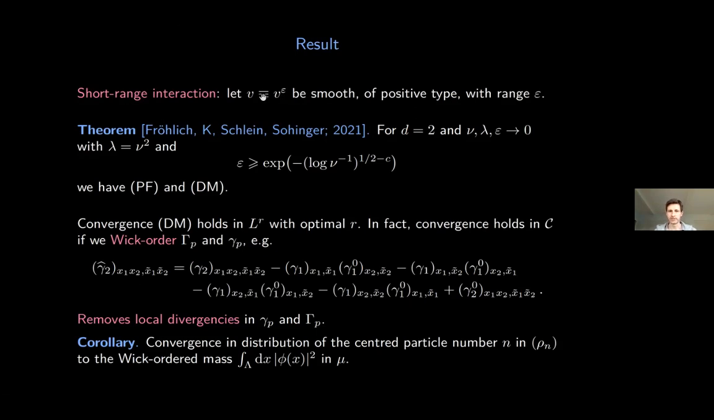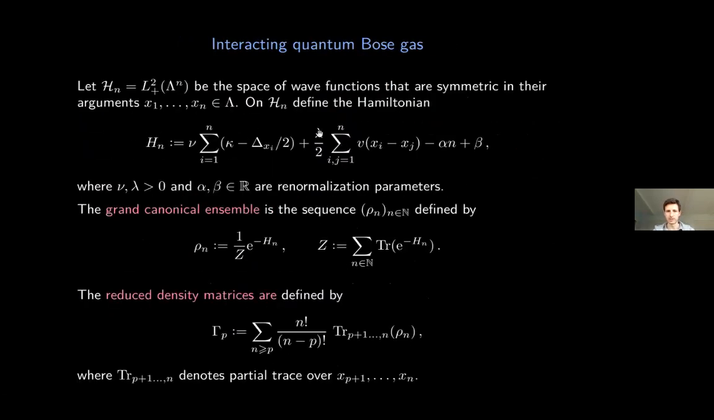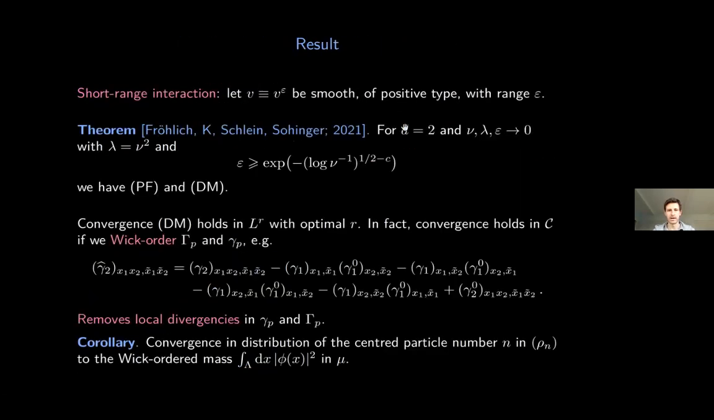And the range of this thing is epsilon. So you scale your potential in such a way that the range is of order epsilon. We will send epsilon to 0. And then the theorem that we proved this year is that in 2 dimensions, if you send all of these parameters to 0, so mu, this is this nu, this lambda, and simultaneously the range of the interaction potential, and you adjust alpha and beta as always appropriately, so you adjust the renormalization appropriately.